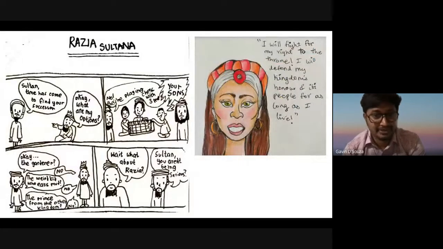From comic strips to classroom debates, we ensure that our students have all the avenues that are needed to express themselves and their points of view. History is not just a subject, it is a tool for identity building. Here you see some comic strips and drawings made by students during these classroom activities.